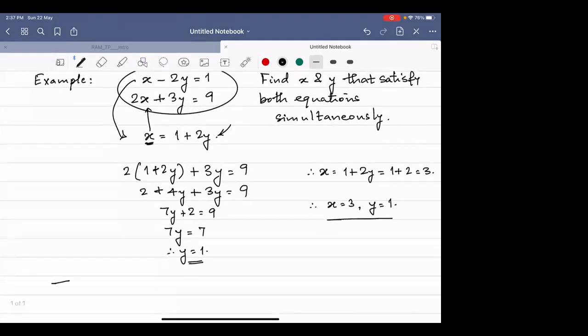You can call this process solving the given system of equations.